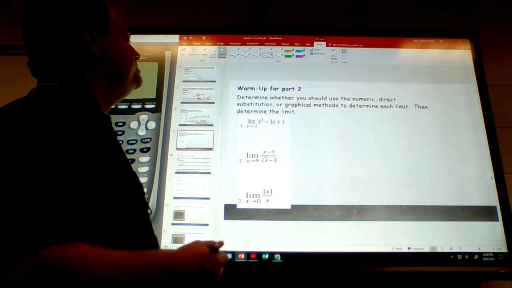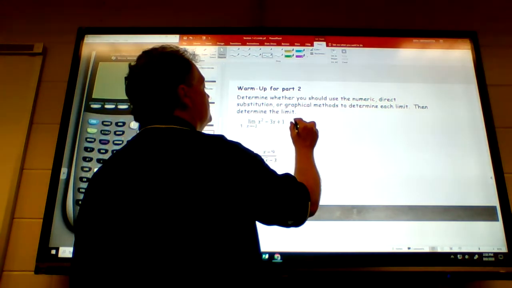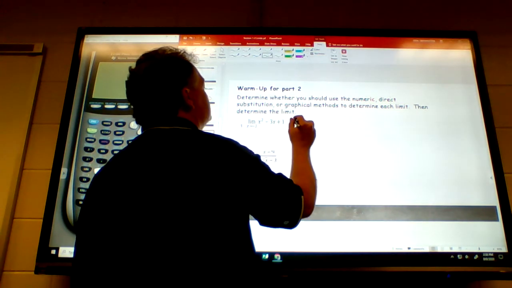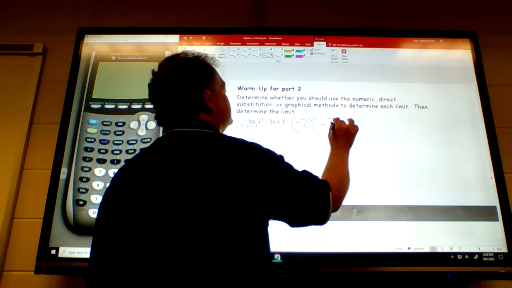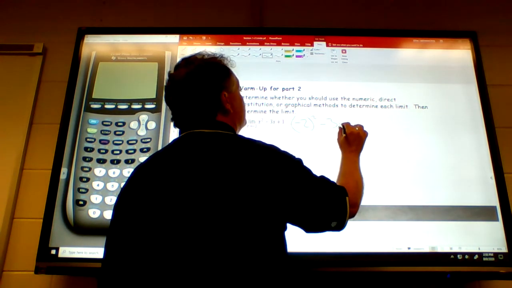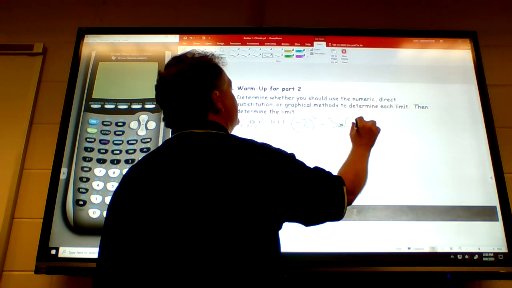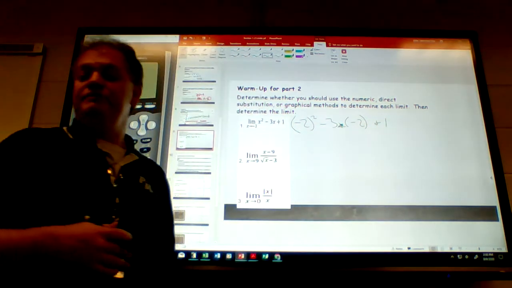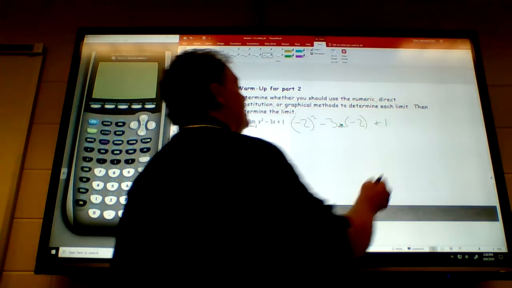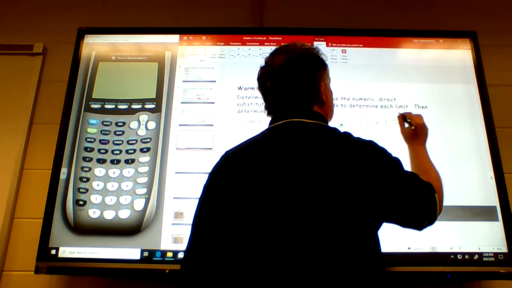All right. Now here we can just plug it in. So I got -2. -2 squared minus 3x, and remember, x is -2, and then plus 1. And if you solve that, that's going to give you a value of 11, equals 11.